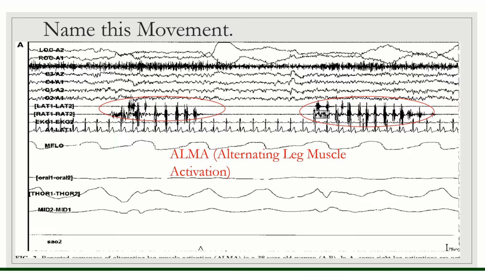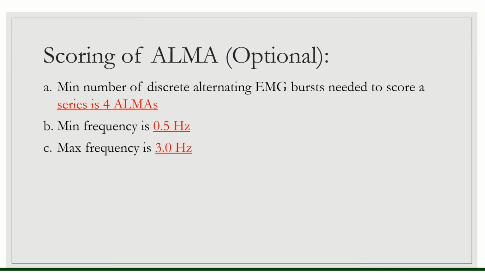And I would say that this stage of sleep is REM as well. All right, so the scoring of ALMA is optional. We just went over that. The minimum number of discrete alternating EMG bursts needed to score a series is 4. It's the same thing with periodic limb movement series. You need a minimum of 4 to score that, and a minimum of 4 to have a series of ALMAs. The minimum frequency is 0.5 hertz. The maximum frequency is 3 hertz.